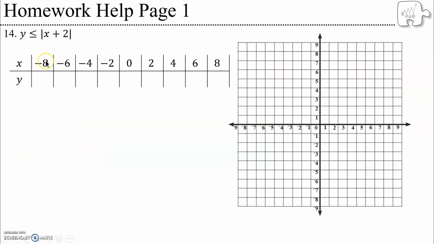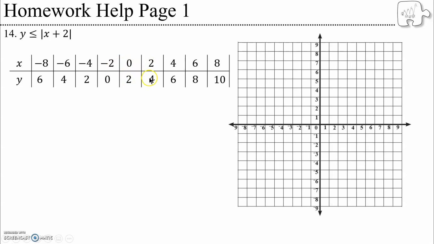So negative 8 plus 2 is negative 6, and then you just make it positive, so it'll be 6. Negative 6 plus 2 is negative 4, then you make it positive to make it 4. Negative 4 plus 2 is negative 2, make it positive to make it 2. Negative 2 plus 2 is 0, which is already positive. Technically, neither positive nor negative. 0 plus 2 is 2, which is already positive.